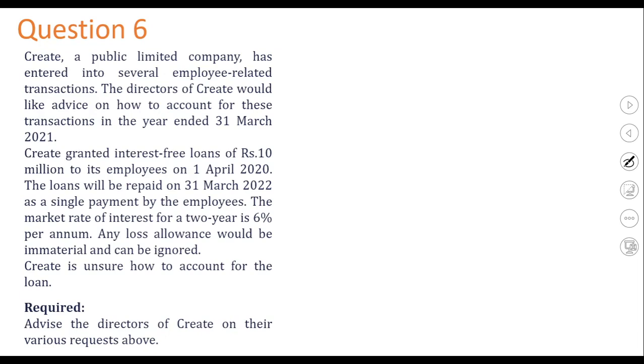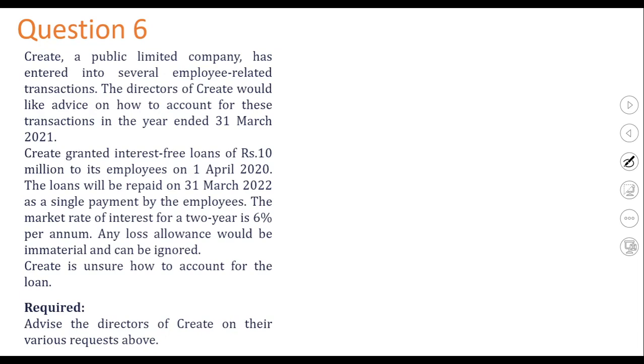Read this one. You can identify this is also very similar to the question we discussed earlier. I would say a little bit similar. But here also you have a learning point to learn.